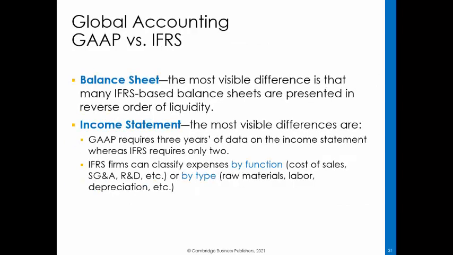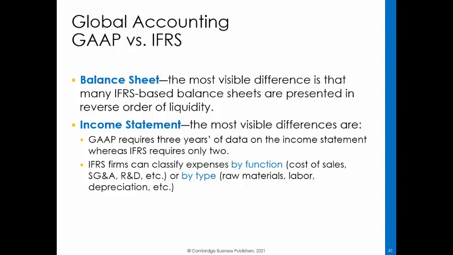Both GAAP and IFRS use accrual accounting to prepare financial statements. Although there are vastly more similarities than differences, there are some notable differences between them. First, IFRS balance sheets list assets in reverse liquidity, so that the least liquid asset, normally goodwill, is listed first, and the most liquid asset, cash, is last. The same is true for liabilities. There are also several detailed presentation and measurement differences that are highlighted in other modules.